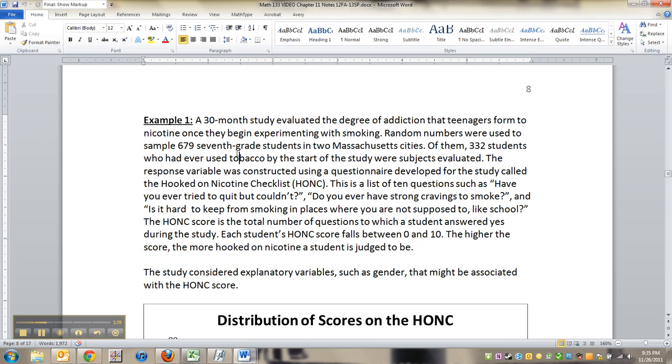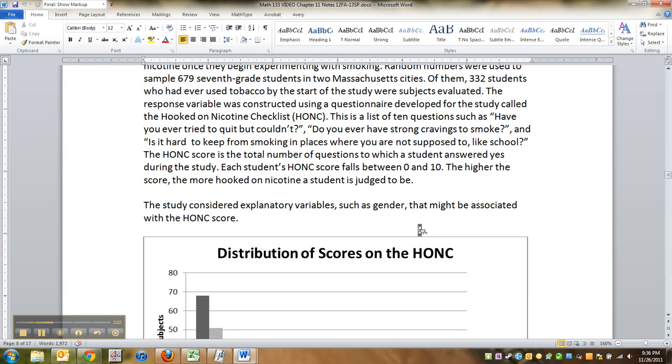All right, a 30-month study evaluated the degree of addiction that teenagers form to nicotine once they begin experimenting with smoking. Random numbers were used to sample 679 7th grade students in 2 Massachusetts cities. Of them, 332 students who had ever used tobacco by the start of the study were subjects evaluated. The response variable was constructed using a questionnaire design developed for the study called the Hooked on Nicotine Checklist, HONC. There was a list of 10 questions, such as, have you ever tried to smoke but couldn't? Do you ever have strong cravings to smoke?